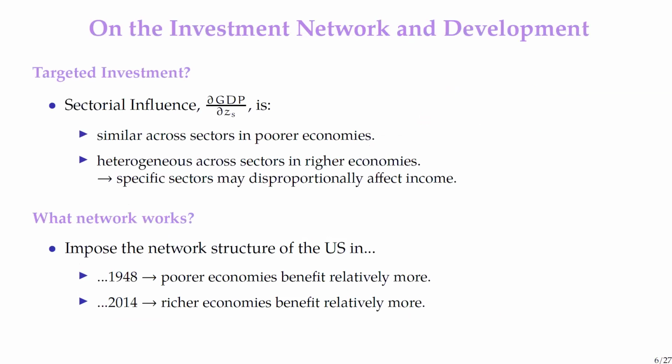Great. So before I move on, and just in case I don't have time to cover all the ground, let me talk a little bit about the results that are more related to the discussion that motivated the paper. So first, should we target investment or not? What we observe in the data is that for countries with low income, there aren't that many disparities in the influence vector across sectors. And for countries with high income, there is a lot of heterogeneity of this influence vector across sectors.